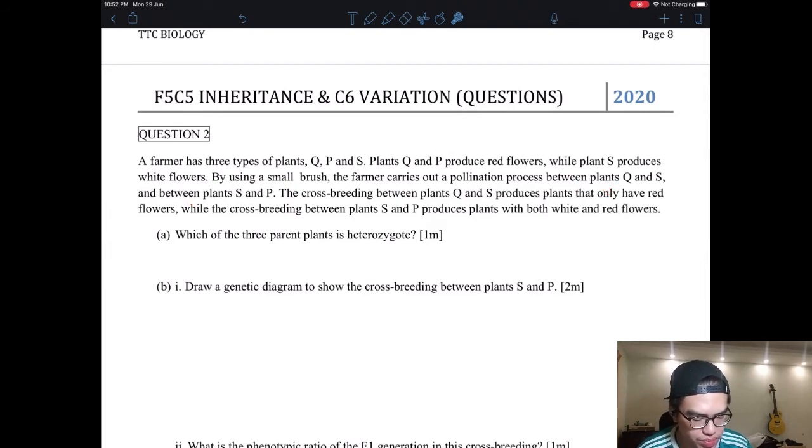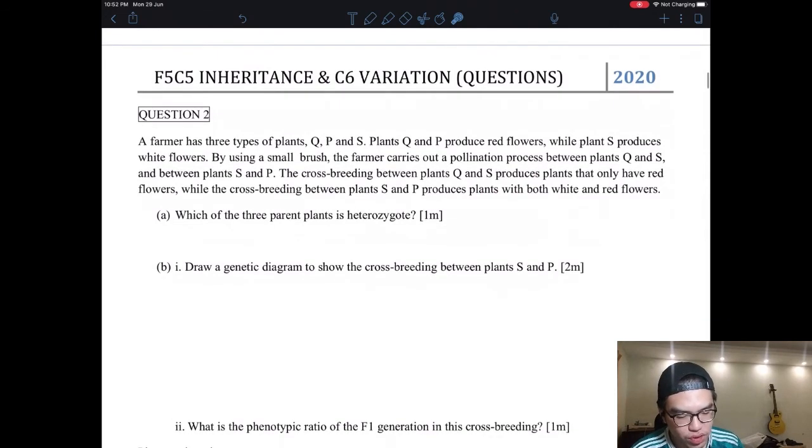The crossbreeding between Q and S produces plants that only have red flowers. Crossbreeding between S and P produces both white and red flowers. Which of the following 3 parent plants is heterozygous? Not heterozygote, heterozygous.